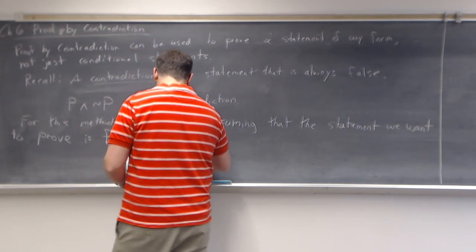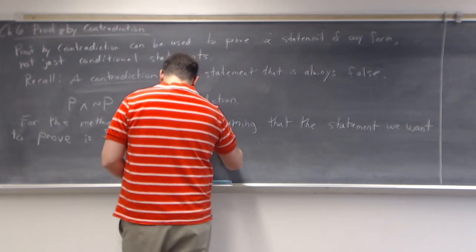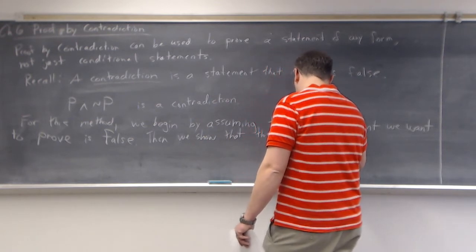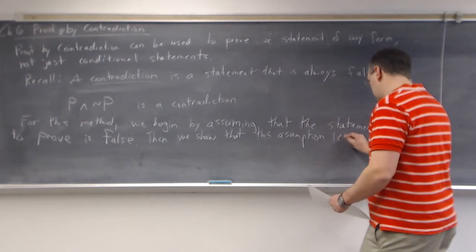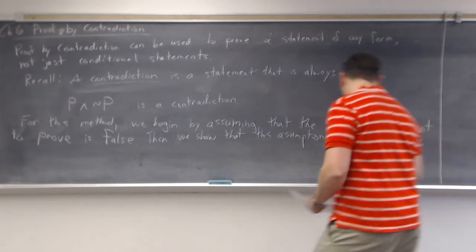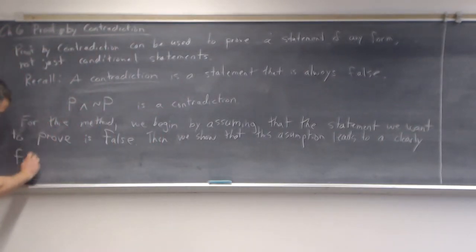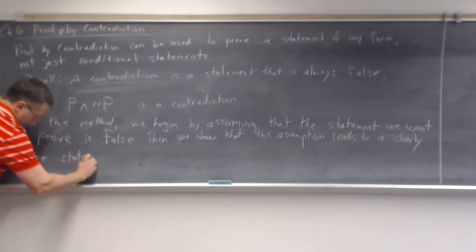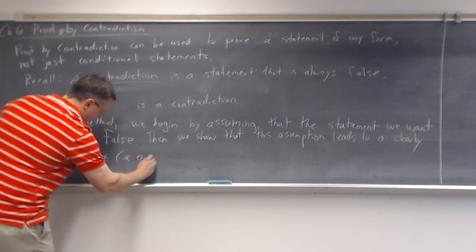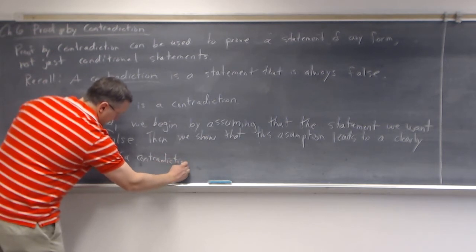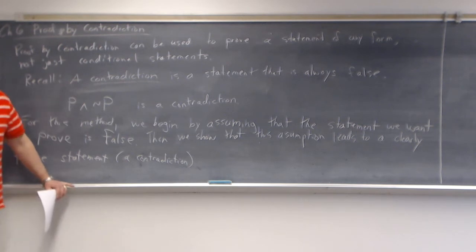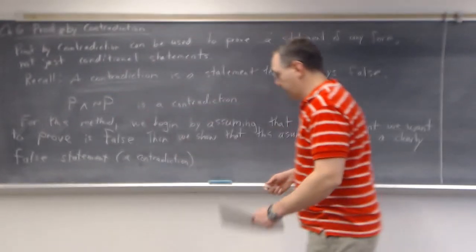Okay. So we begin by assuming that the statement we want to prove is false. Then we show that this assumption leads to a clearly false statement, a contradiction. Therefore, our original assumption must have been wrong.